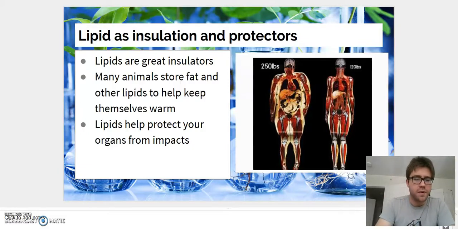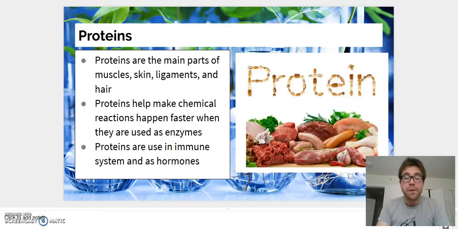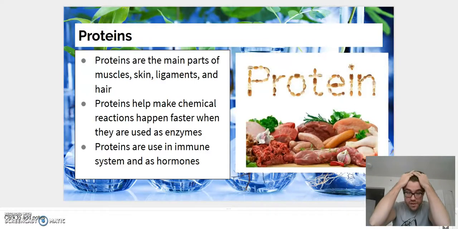Our third molecule that we need to talk about is protein. So protein is important because it helps you grow and it helps repair cells. And you can find it in meat, fish, eggs, beans, nuts, lentils, and soya. Proteins are the main parts of your muscles. They're the main parts of your skin. They're the main parts of your ligaments, and they're the main parts of your hair.